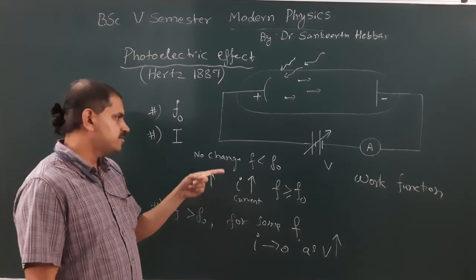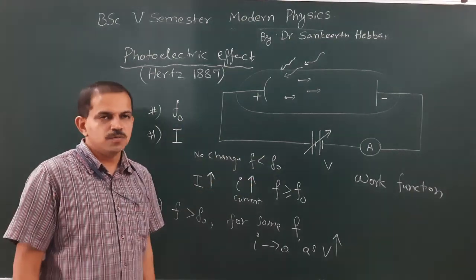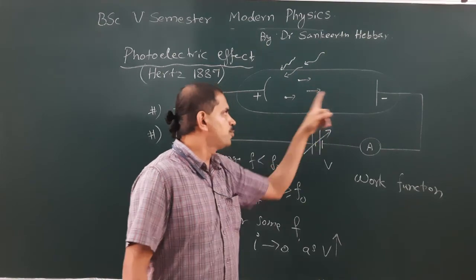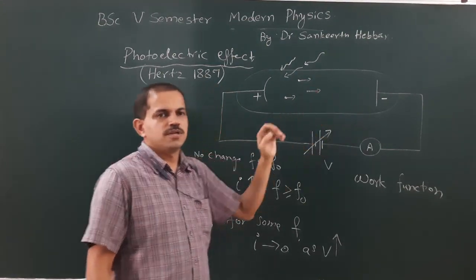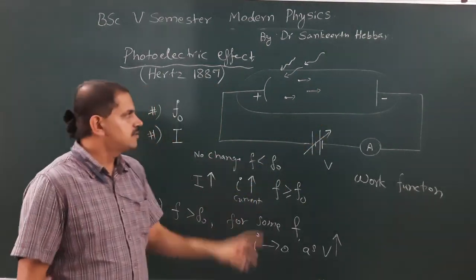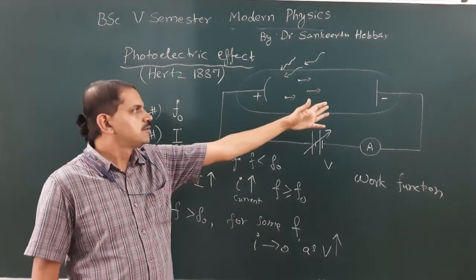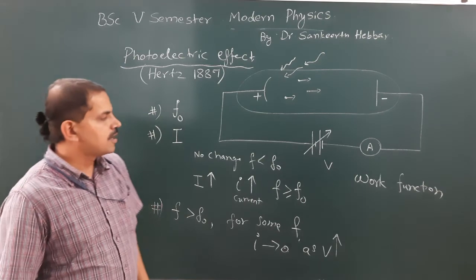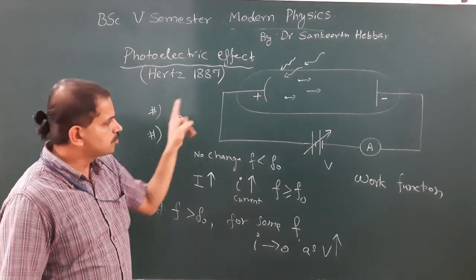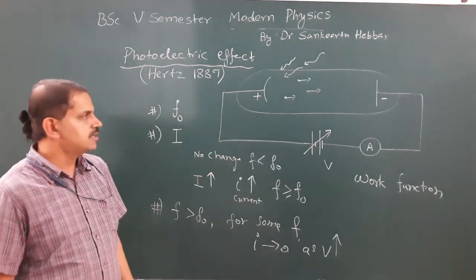But the instant the energy is equal, and if there is no potential difference between the two, if it is 0, then electrons come out, and some of the electrons might go to the cathode and flow through the wire, completing the circuit.